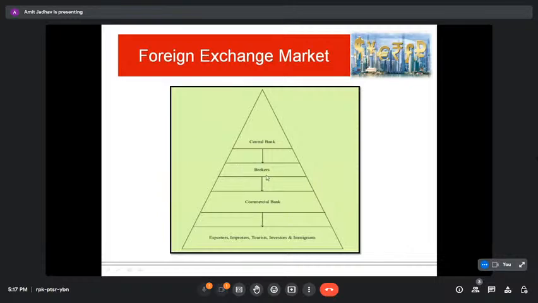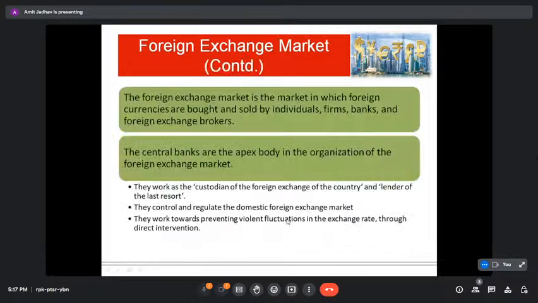Afterwards, we have the bankers. Third, we have the commercial banks. There are various commercial banks working in the foreign exchange market. Similarly, in the fourth layer, we have the exporters, importers, tourists, investors, and others. Those are the ones demanding foreign exchange, so there is demand and supply of foreign currency.